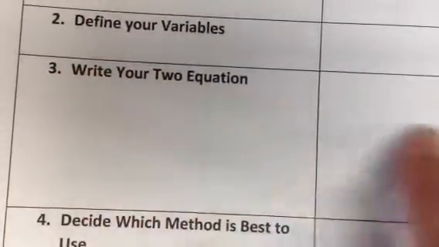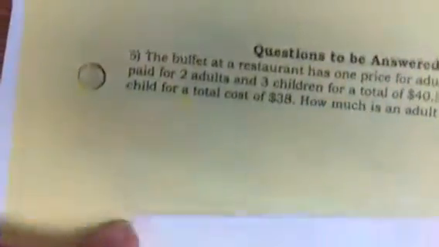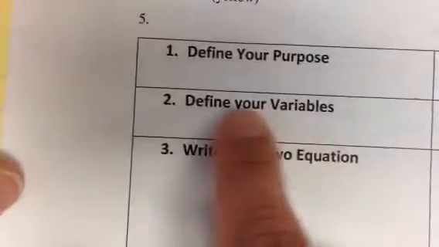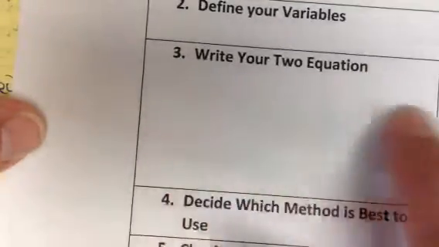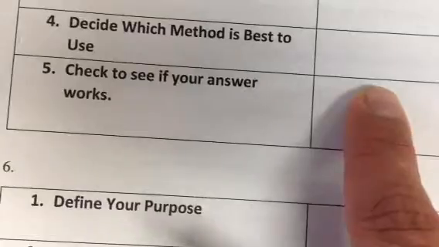So after that, you are going to be going to the back and working through some problems, all right? So you're going to have this white page now that goes with it. If you don't think this is going to be enough space to do the math to solve the problem, then put the math on this page. But you're going to go through number 5. You're going to define your purpose. You're going to define your variables. Put your 2 equations here. But if you need room to solve it, put it here. Think about which method is the best method you're going to use. And then just check to see if your answer works.